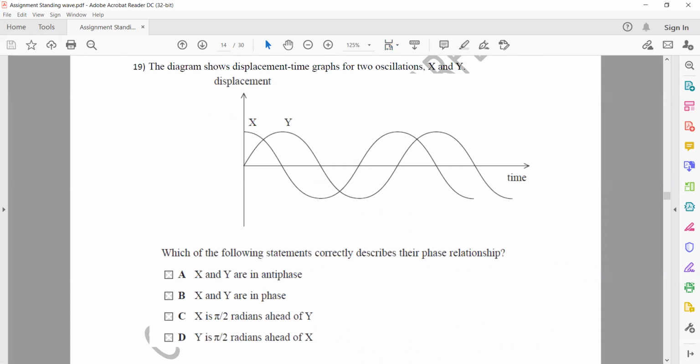In question 19, the diagram shows the displacement time graph for two oscillations x and y. Which of the following statements correctly describes the phase relation between them? When we work out the phase relation, both waves should start from the same point. As you can see, for y the wave just started, and x has already started. How much has it already completed?